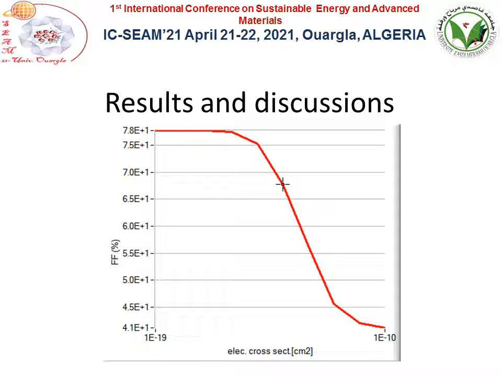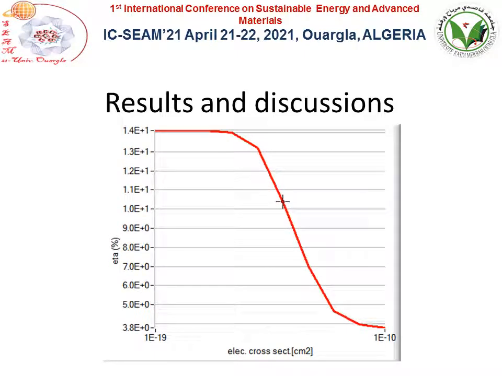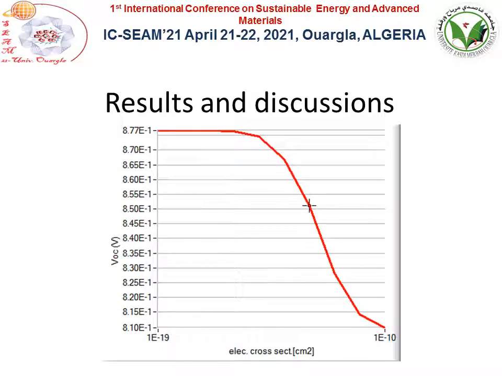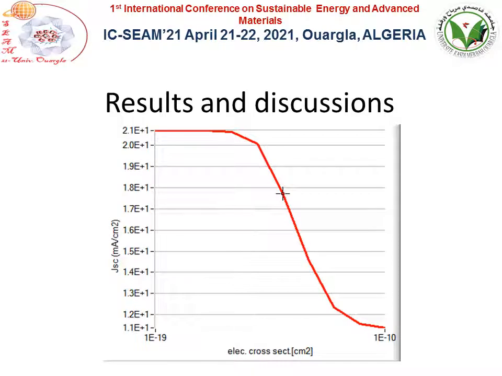Firstly, the electron cross-section effect on fill factor, then the electron cross-section effect on power conversion efficiency, which is presented in this figure, then the electron cross-section defect effect on VOC, open circuit voltage, which is presented in this figure, and the electron cross-section effect on JSC, which is the short circuit current density.